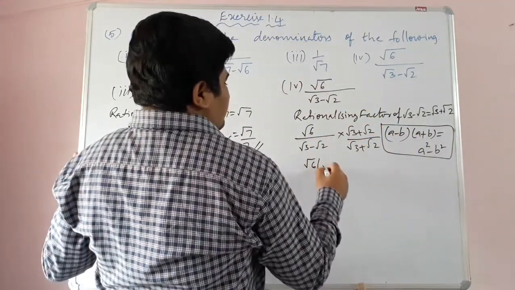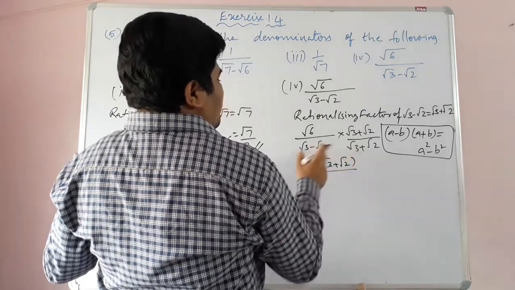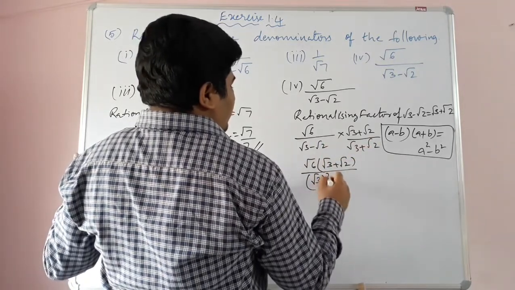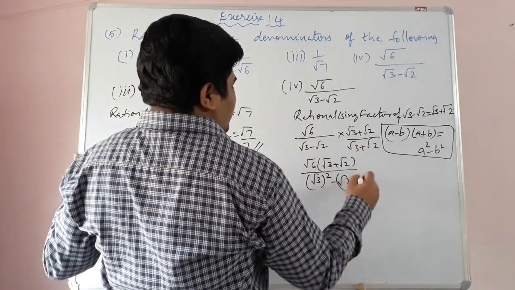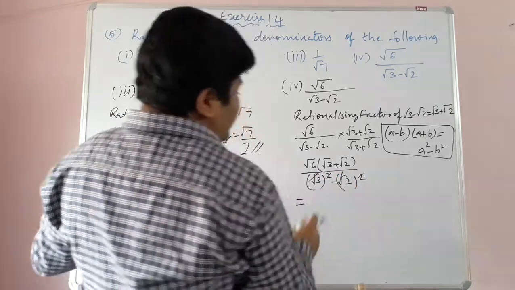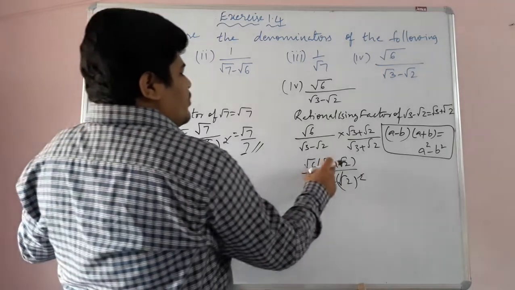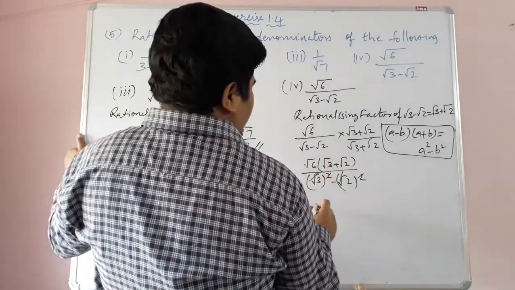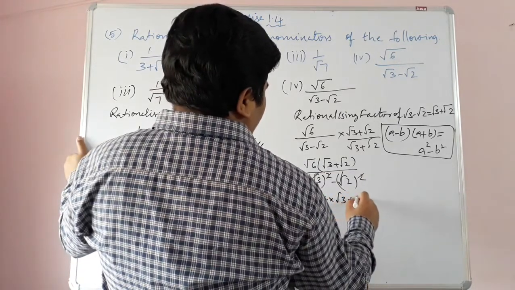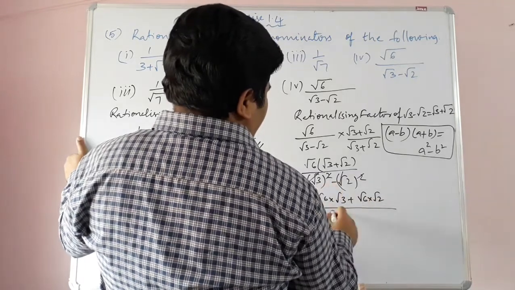So that is root 6 by root 3 plus root 2. It's in the form of a plus b into a minus b, right? So we can write it as root 3 square minus root 2 square, and square and square root cancel. Okay, and students, here you can use the distributive property: root 6 into root 3 plus root 6 into root 2, by 3 minus 2.